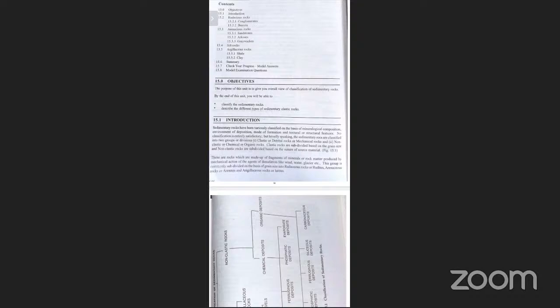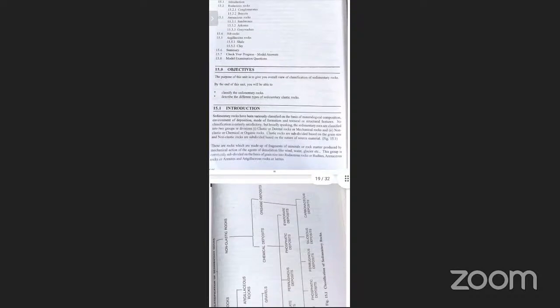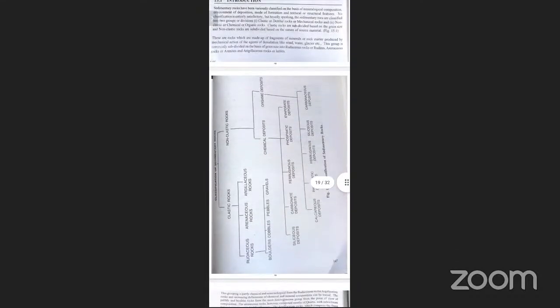Depending on the size of the grains, they are divided into rudaceous rocks or rudites, arenaceous rocks or arenites, and argillaceous rocks or lutites. Here, the sedimentary rocks are divided into two parts: one is clastic rock, the second is non-clastic rock. Clastic rocks are again classified into three types: one, rudaceous; second, arenaceous; third, argillaceous.